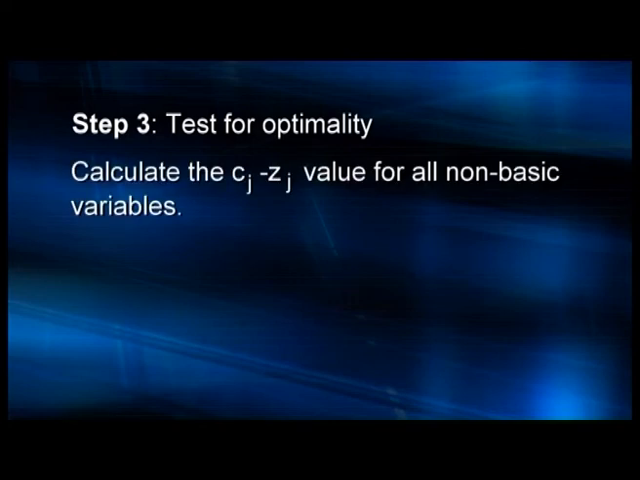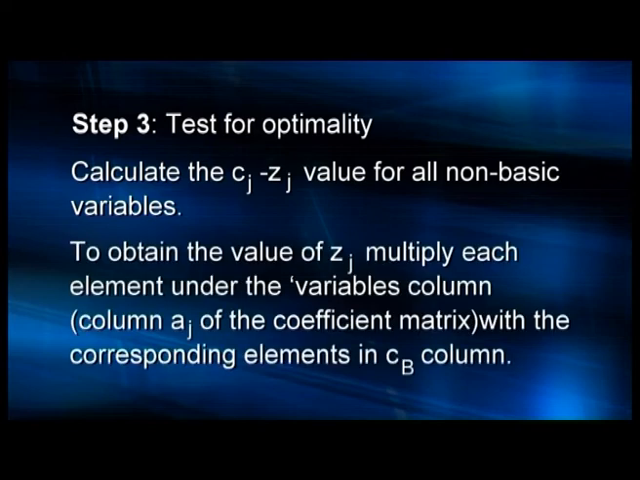Step 3. Test of optimality. Calculate the Cj minus Zj value for all non-basic variables. To obtain the value of Zj, multiply each element under the variables column Aj of the coefficient matrix with the corresponding elements in the Cb column.